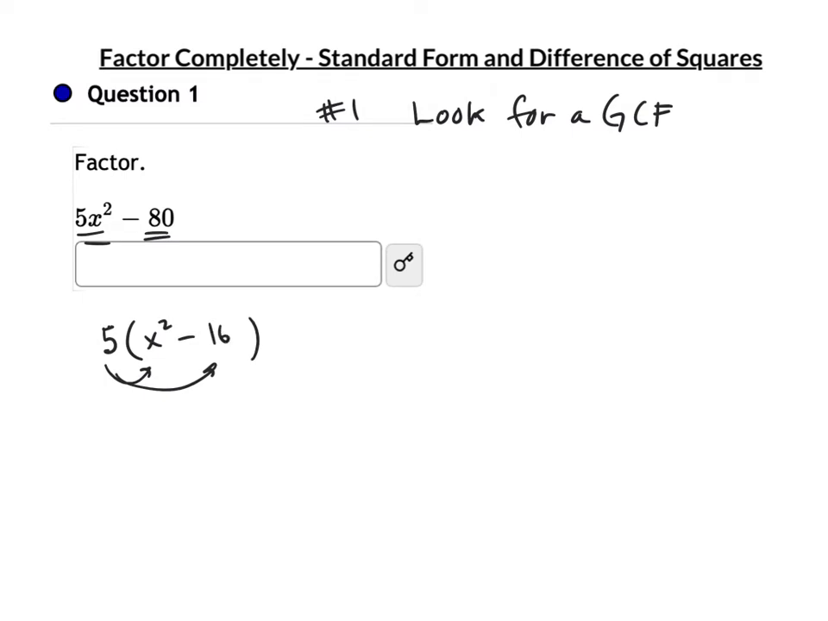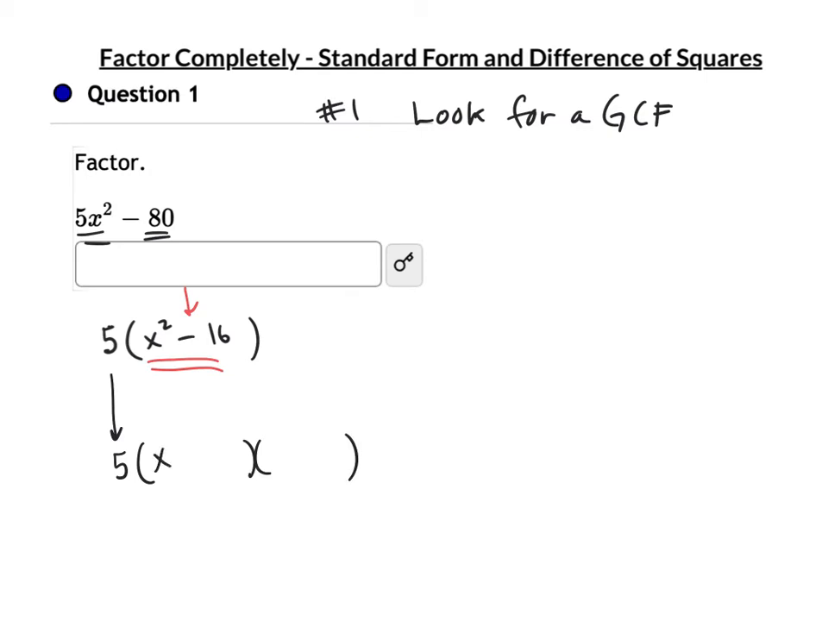Then we look at what's left. And notice x squared minus 16 is something you should recognize. It has two terms. It has subtraction. Both are squares. 16 is 4 squared. X squared certainly is a square. It's a difference of squares. What we do then is we bring down the 5. Bring it down as part of the answer. You must have it in the answer. And we ignore it, and we look at x squared minus 16 as a difference of squares.